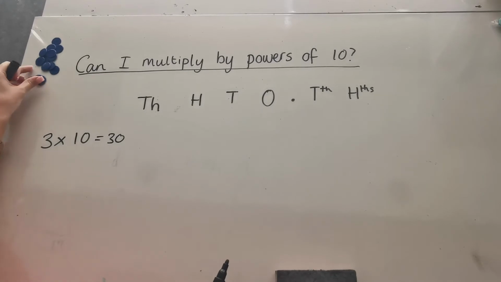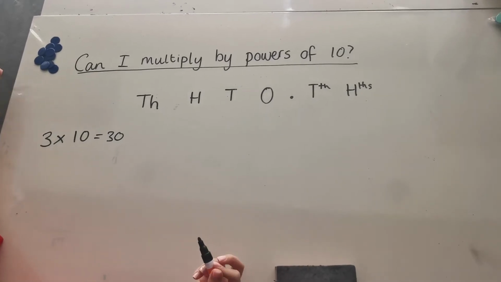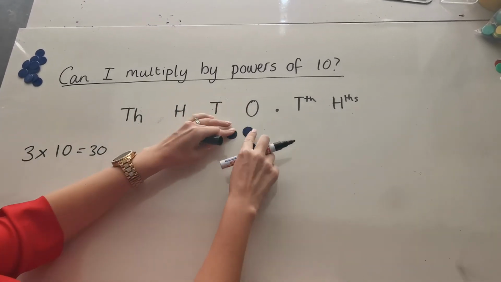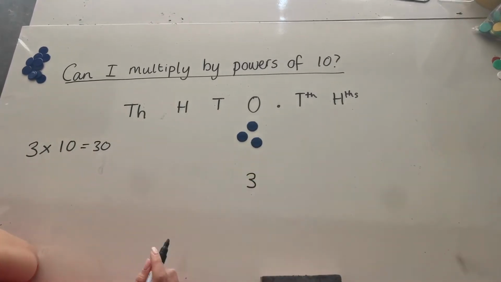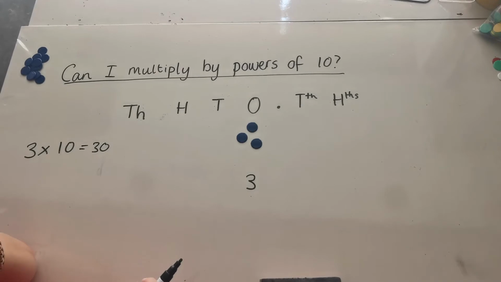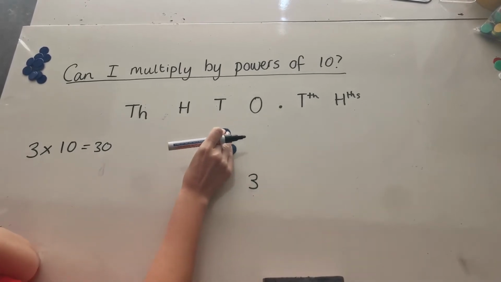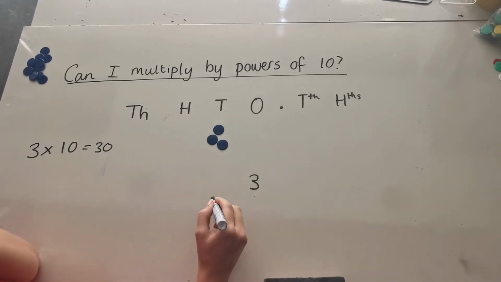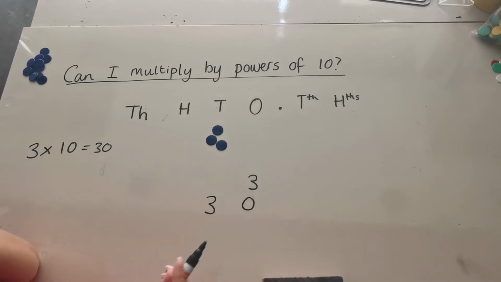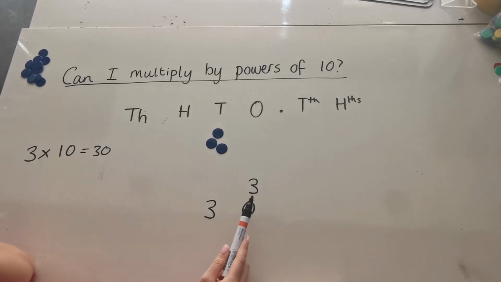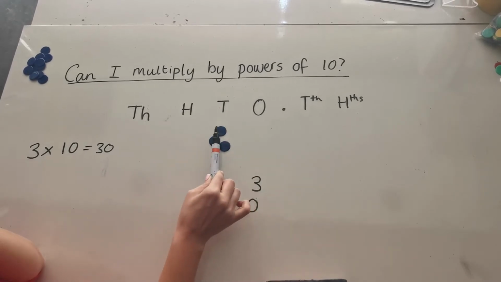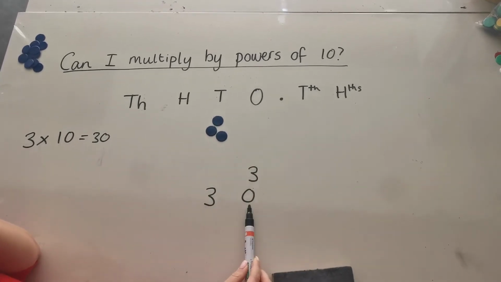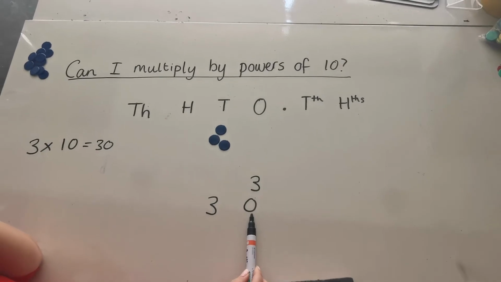I'm going to think about what this looks like in my place value chart. 3 in a place value chart looks like this. 30 looks like this. So when I multiplied by 10, I moved my counters one column to the left, and I had to put a 0 here as a placeholder.